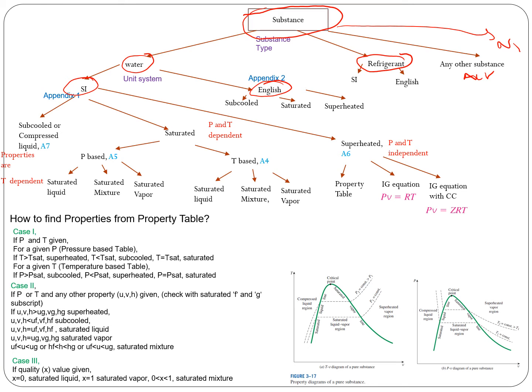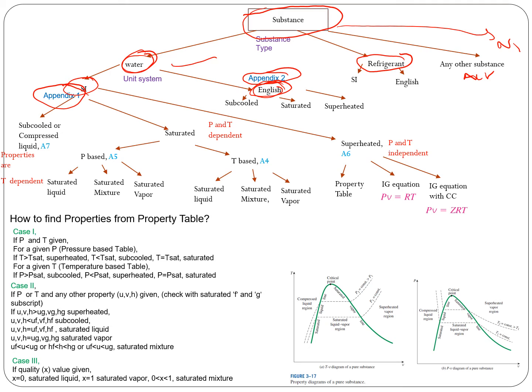If the problem says the mass is 10 kg, then it is the SI unit system. The specific volume in meter cube per kg is also SI. So for water, the SI unit tables are in Appendix 1, and the English unit tables are in Appendix 2. Okay, now it is the same thing for water or refrigerant.